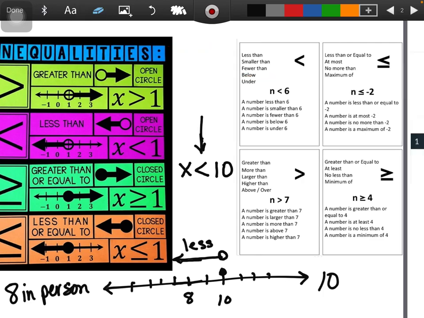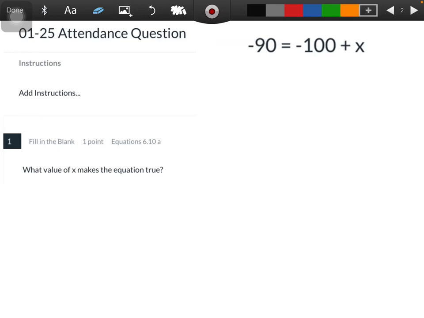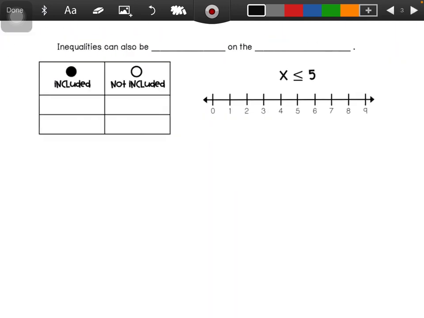So let's look at some of these. Okay, first of all, this was our warm-up for today. You needed to be able to solve. So I would go in and solve this. Okay, so my inequalities can be shown on the number line. That's what we just said, okay? So I'm going to fill this in on the number line. We said not including the number, this is greater than, this is less than.